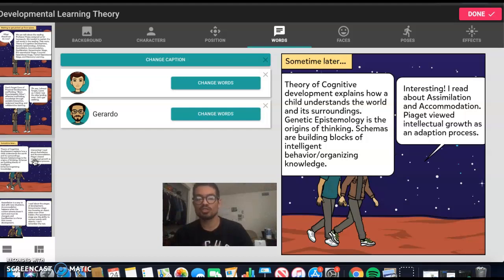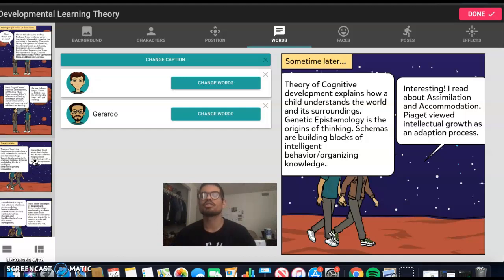Then it goes to genetic epistemology, which is basically the origins of thinking: when we start thinking as a whole, when is the first thought we actually have, when we start using our minds to solve problems. And schemas are the building blocks of intelligence, behavior, and organizing knowledge. A schema is like your knowledge, like index cards: this is an apple, then you switch it, this is an orange, and all these different ways of seeing it.